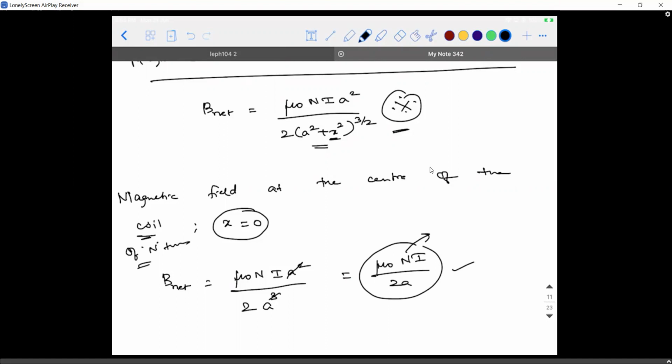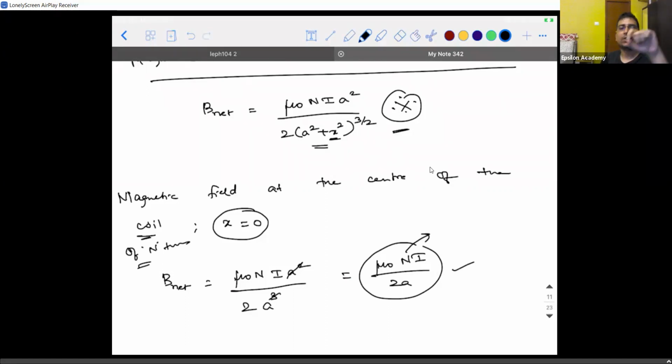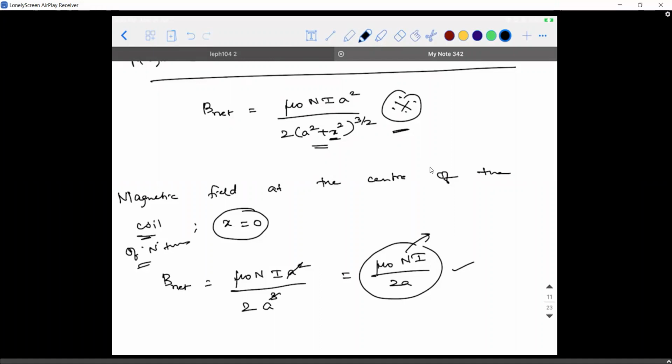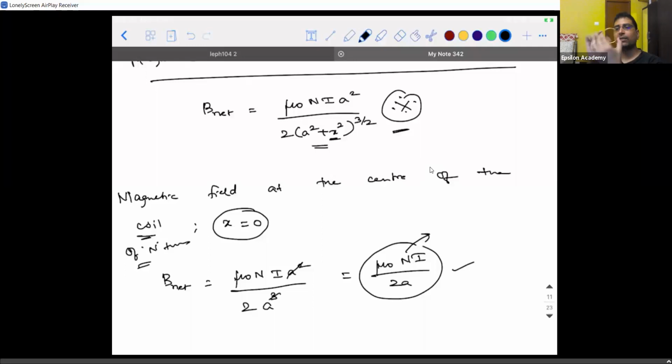So can you explain why x is equal to 0? Okay, I'll explain. Listen, it's very simple. You have this loop. Let me take that example. What is our job? The current is flowing in the wire. The wire is present here, inside it is hollow. So I need to find the magnetic field due to this current at the center.